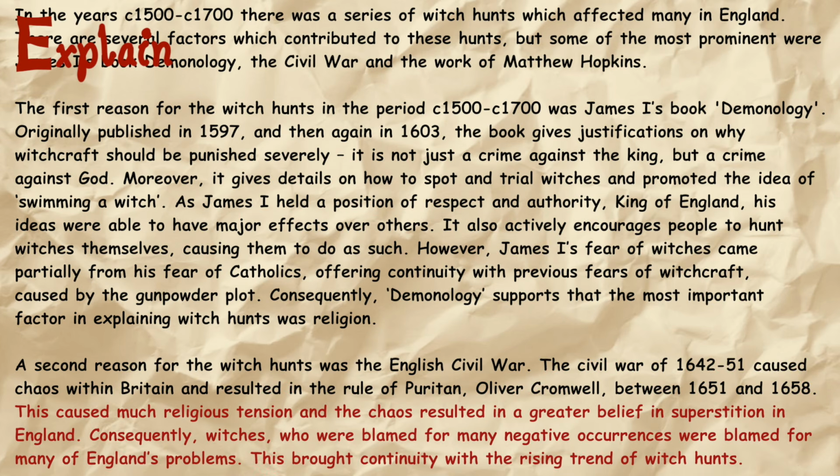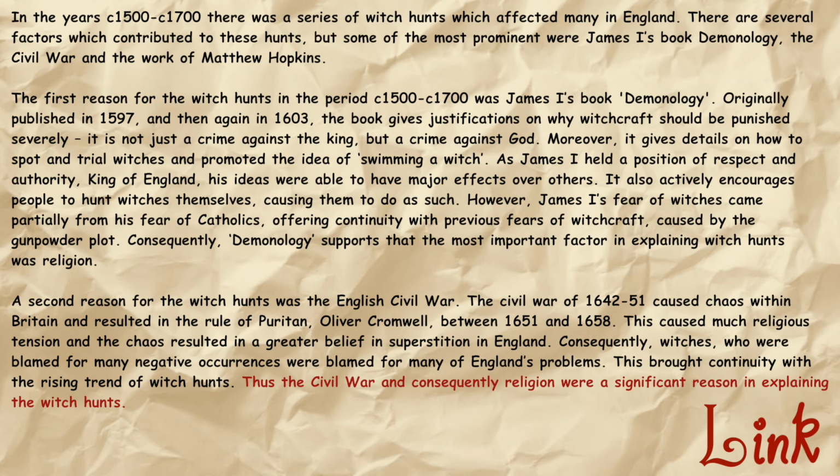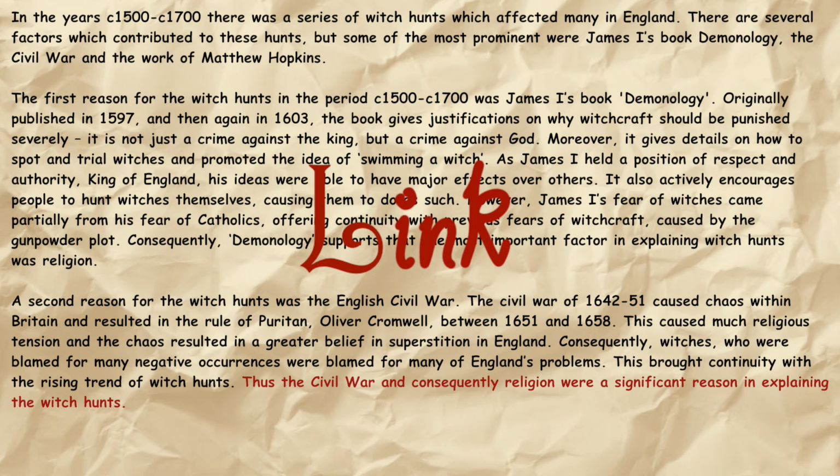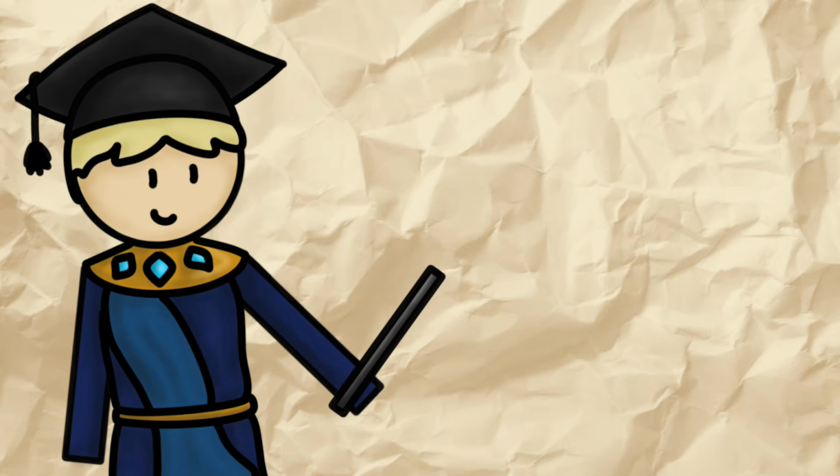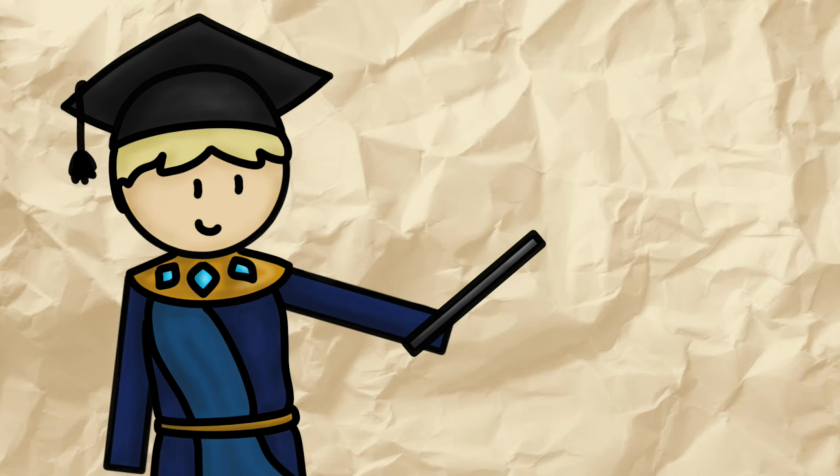Evidence. This caused much religious tension, and the chaos resulted in a greater belief in superstition in England. Consequently, witches, who were blamed for many negative occurrences, were blamed for many of England's problems. This brought continuity with the rising trend of witch hunts. Explain. Thus, the Civil War, and consequently religion, were a significant reason in explaining the witch hunts. Link. And again, we do this for our third paragraph, which is on Matthew Hopkins.